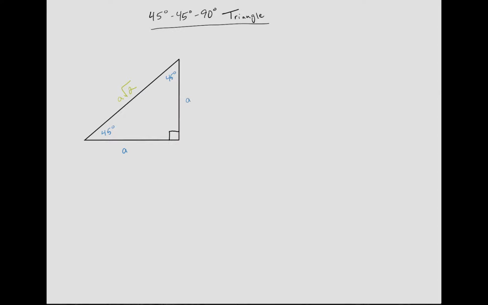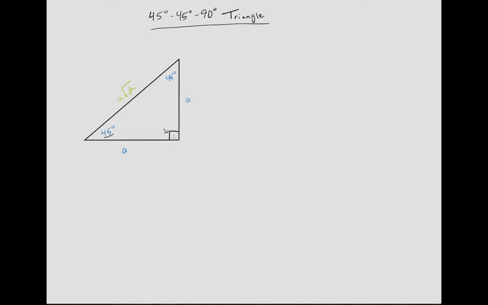45, 45, 90 triangles. Why is this triangle so special? Well, there's a couple reasons. One, 45 degrees is half of 90 degrees. So that's something that we see fairly often. Right angles are very common. And so cutting them in half would be something that would be likely to happen.